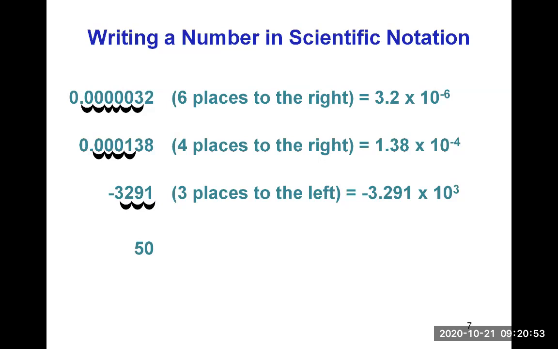50, how do we change this in scientific notation? Here, the decimal point is again to the right of the zero. To make it a number between 1 and 10, we would move it one time to the left. And so that means it's 5 times 10 to the 1, because we moved one place only to the left, and 50 is a large number, and so it's a positive exponent.